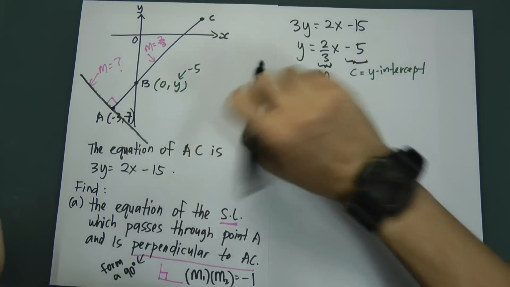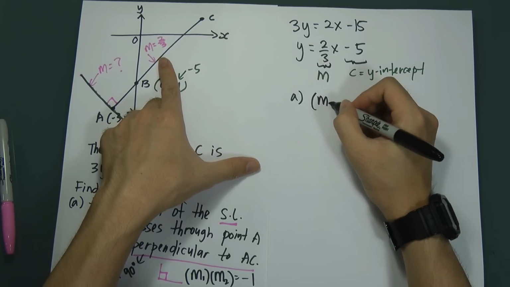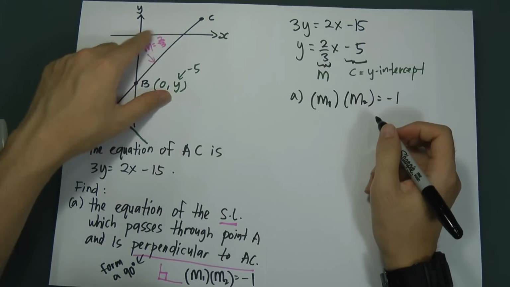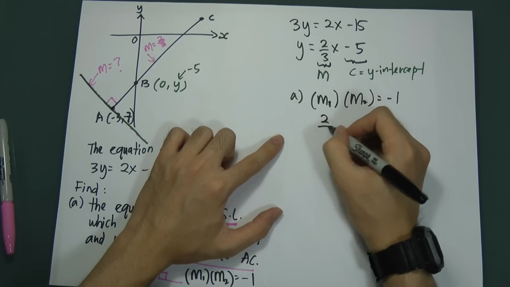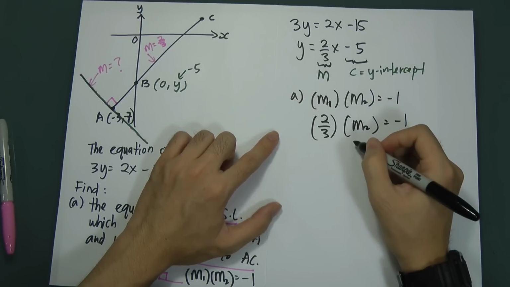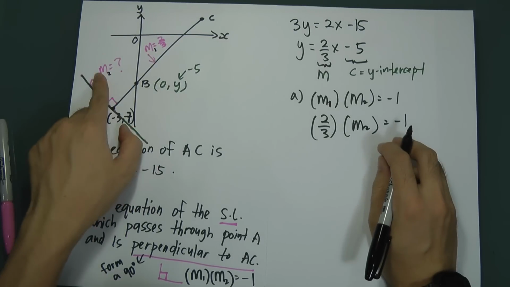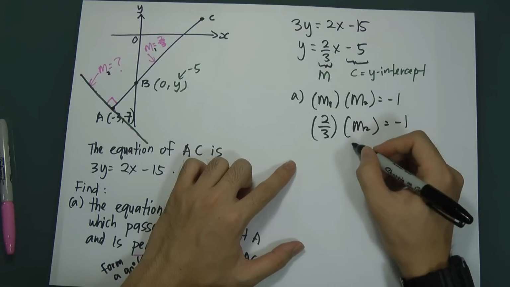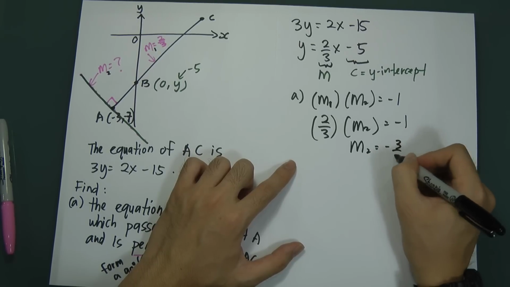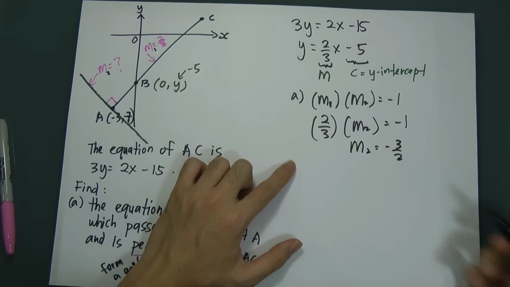So I will write m1 multiplied by m2 equals negative 1. I assume this is m1, so 2 over 3 multiplied by m2 equals negative 1. This is m2, this is m1. You can put this as 1 or 2, it doesn't matter. So m2 will equal, I move this one over, negative 3 over 2. You just shift this, negative 1 multiplied by 3 over 2, so you get negative 3 over 2.